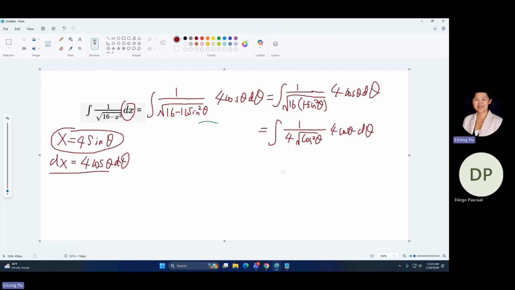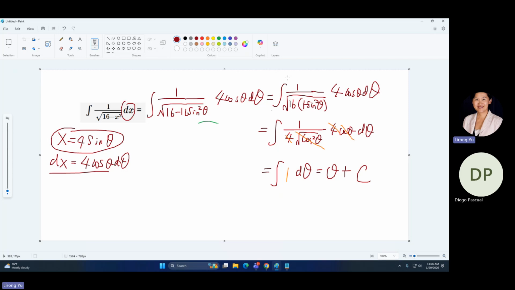Right, so you can see the 4 is canceled. The root of cosine squared is cosine theta. So basically, this is a cosine theta at degree 1, and that's a cosine theta at degree 1. There's a 4, there's a 4, so they're all canceled. It's really the integration of 1 d theta. So the antiderivative is theta plus c. That finished the integration. So from this integration of 1, now you have the antiderivative, which is theta.